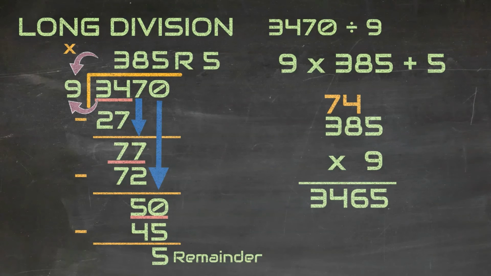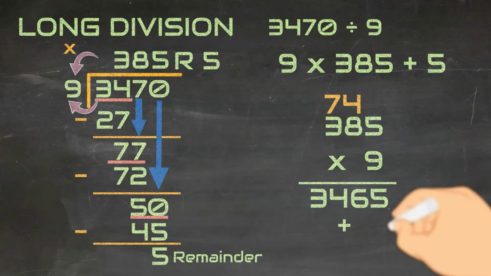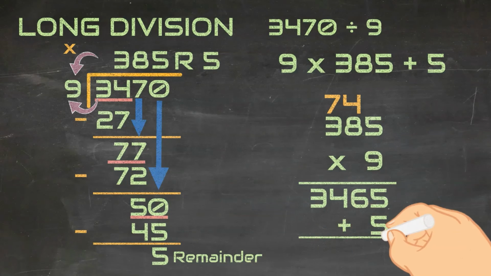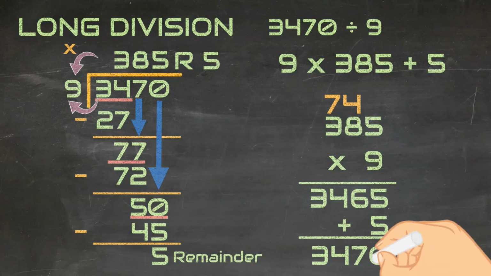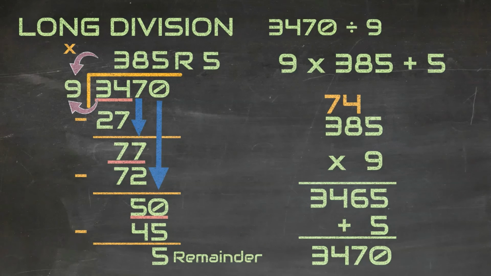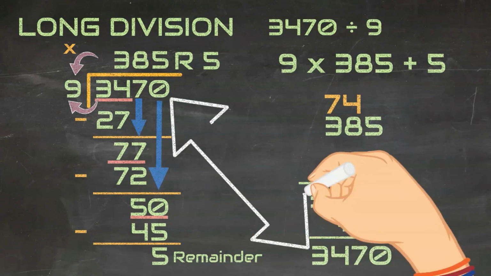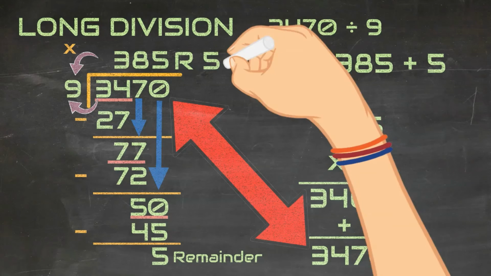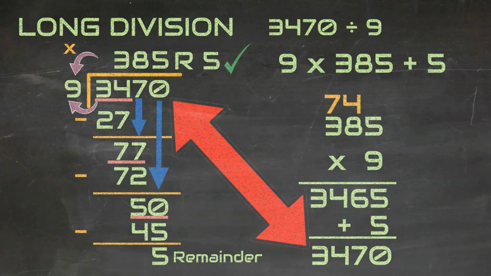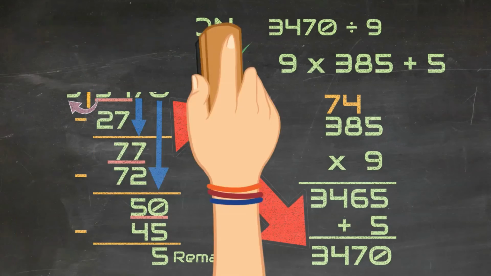Bring down 34. The product is 3,465 and the remainder is added to this. 3,465 plus 5 equals 3,470. 3,470 is equal to the dividend. The quotient, 385, remainder, 5, is therefore correct.